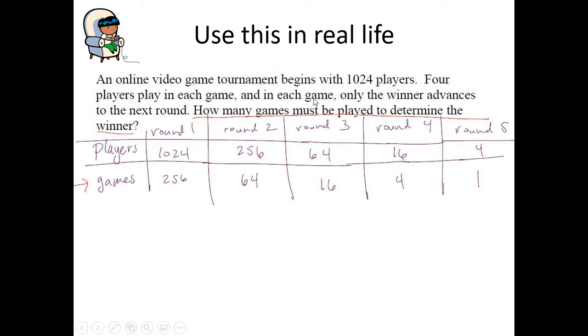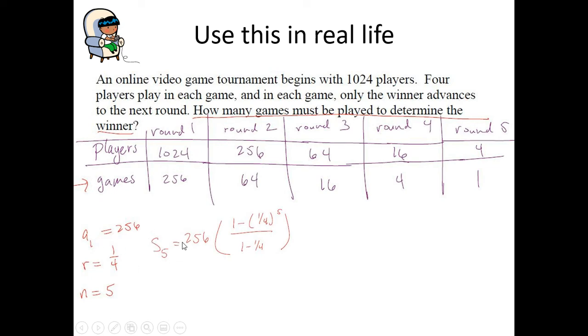Those 256 winners are going to play in 64 different games, so 256 divided by 4 is 64. The 64 winners move on, and 64 divided by 4 is going to be 16 games. Those 16 winners are going to move on. There's going to be 4 games, and then 1 game left over, and we can sum that up. Now, we could just add those up if we wanted to, or we could use a geometric series with sigma notation here.